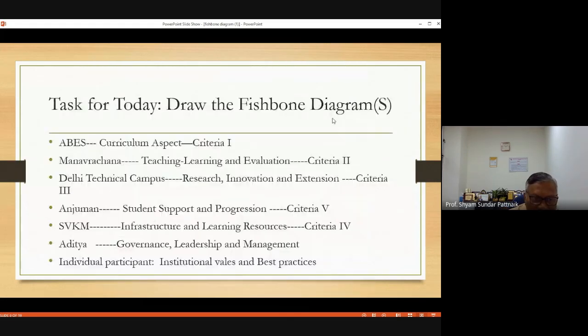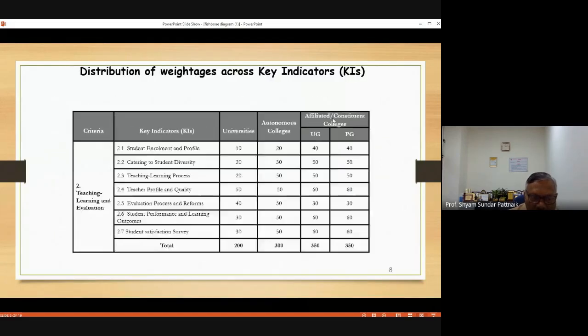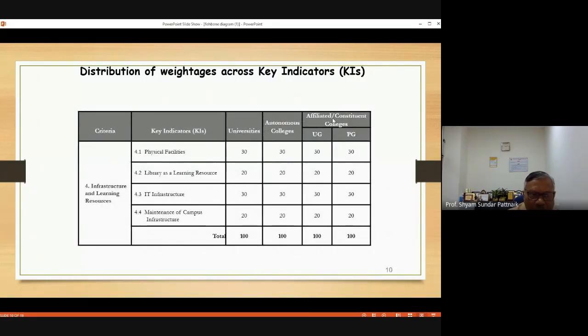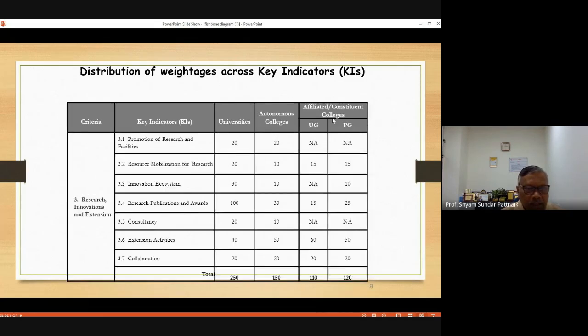Then criteria 4 is for SBKM. SBKM, you note down infrastructure and learning resources. This is criteria 4, which has been given to SBKM. These are the 4 key indicators. You may increase your key indicators, but cover these 4 at least, because NAAC takes care of this. So the sub causes will be more, and accordingly you can decide what sub causes are to be taken.